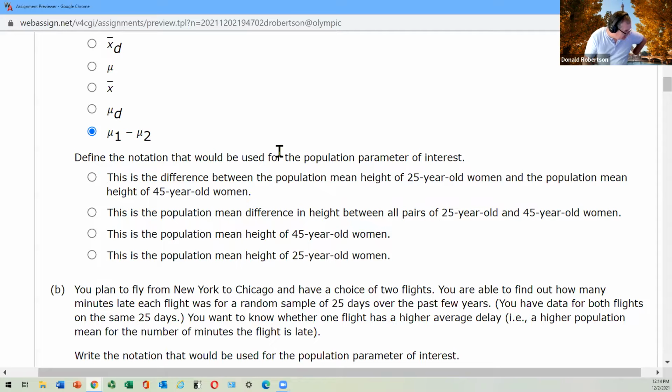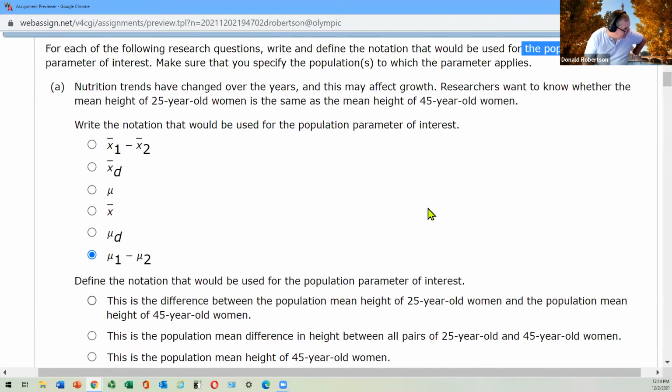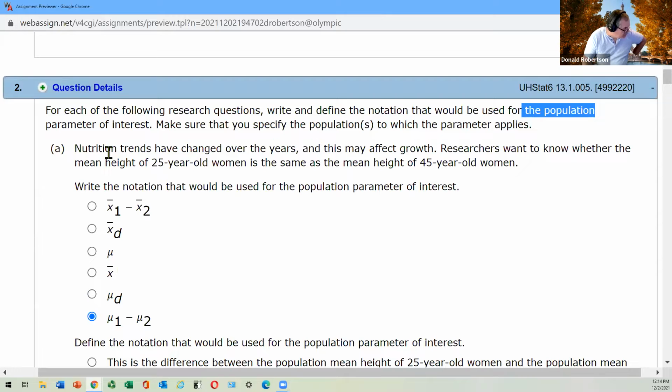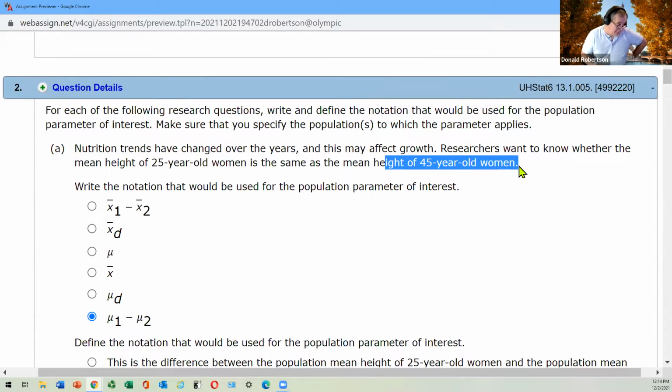So what does that mean in English? I guess I'll need to do the story now. Nutrition tends to have changed over the years, and this may affect growth. Researchers want to know whether the mean height of a 25-year-old woman is the same as the mean height of a 45-year-old woman. Okay.